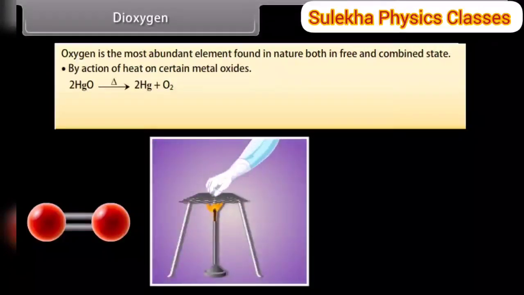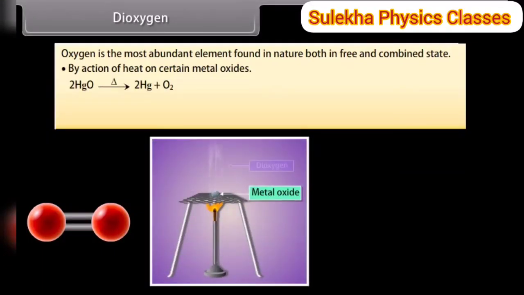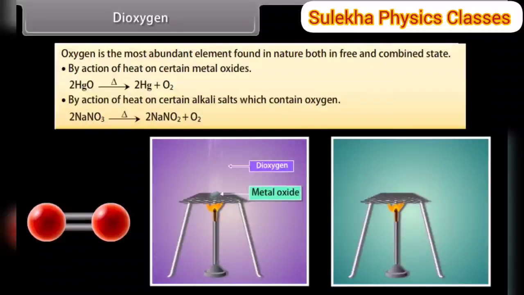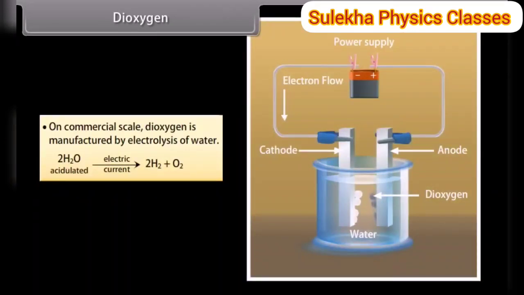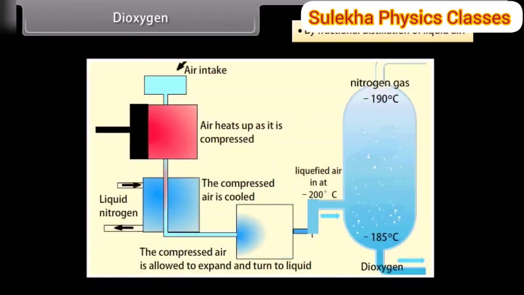By the action of heat on certain metal oxides. By the action of heat on certain alkali salts which contain oxygen. By decomposition of H2O2. On a commercial scale, dioxygen is manufactured by electrolysis of water, and by fractional distillation of liquid air. When liquid air is distilled, nitrogen with lower boiling point distills out first, leaving behind practically pure dioxygen.